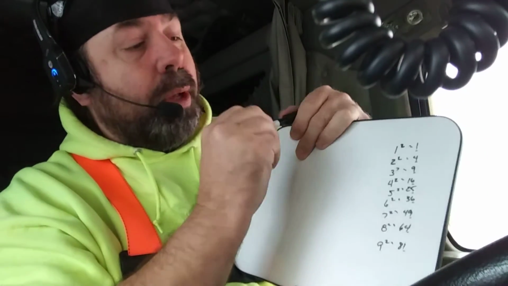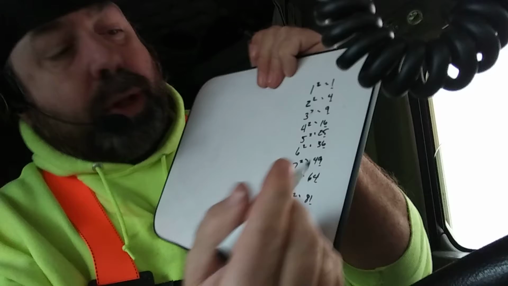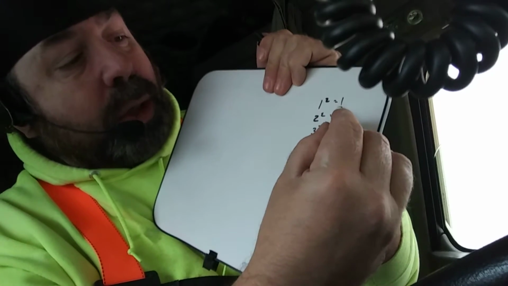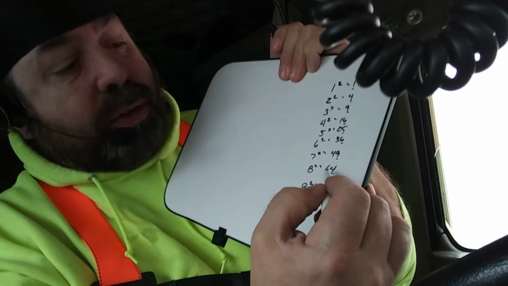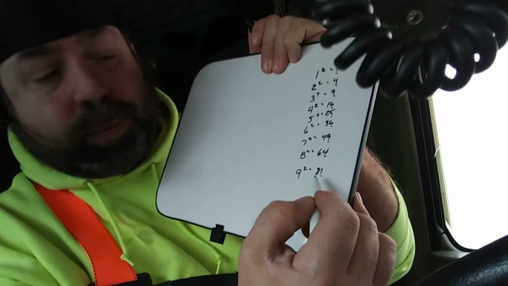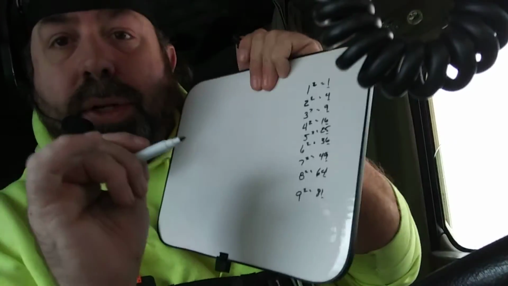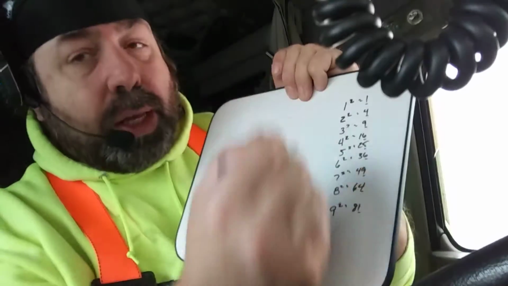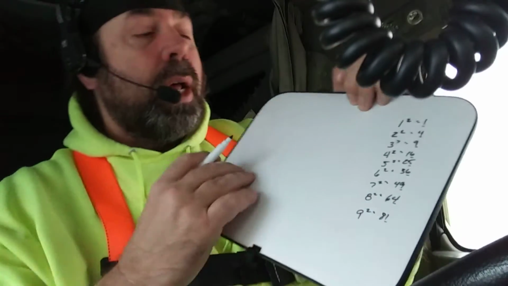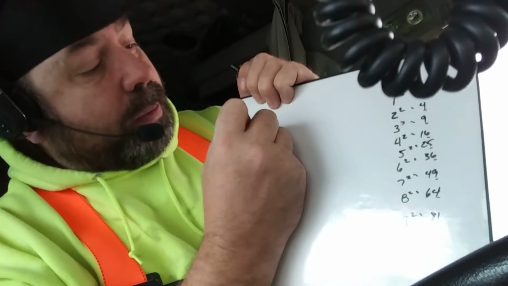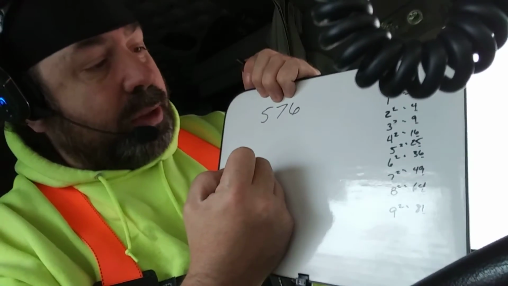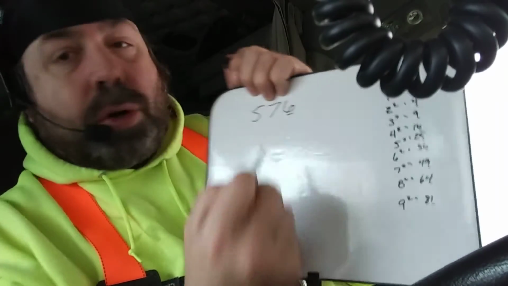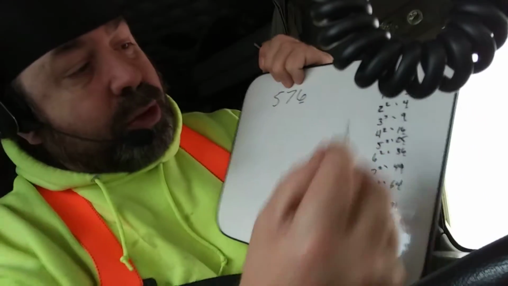What we're going to be looking for in a lot of this is the last number in the square: the 1, 4, 9, 6, 5, 6, 4, 6, 1, right? Let's take a number like 576. Start off with, we're going to look at the number 6.